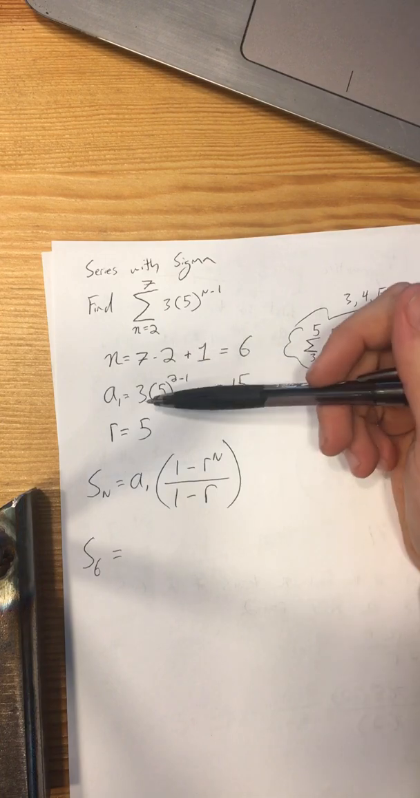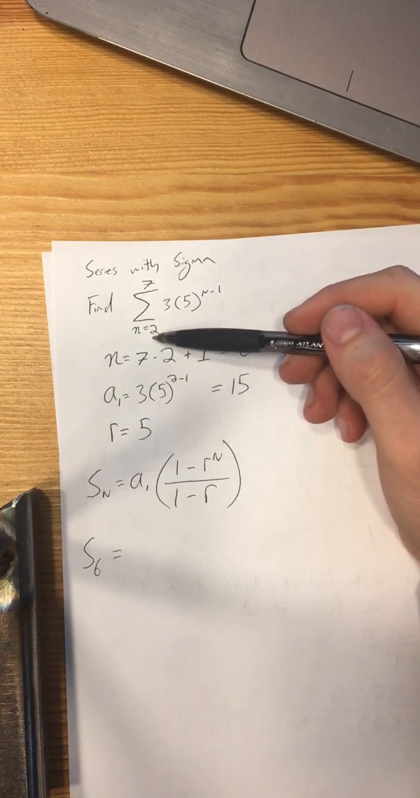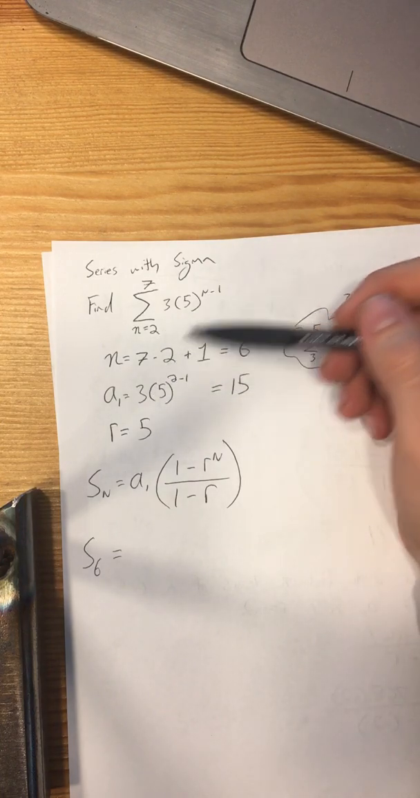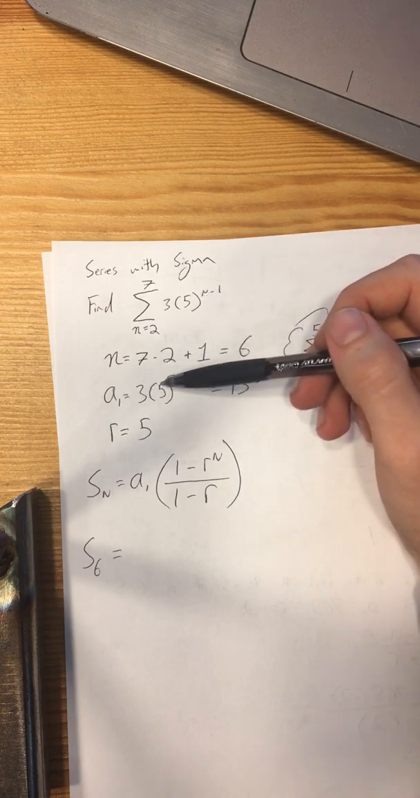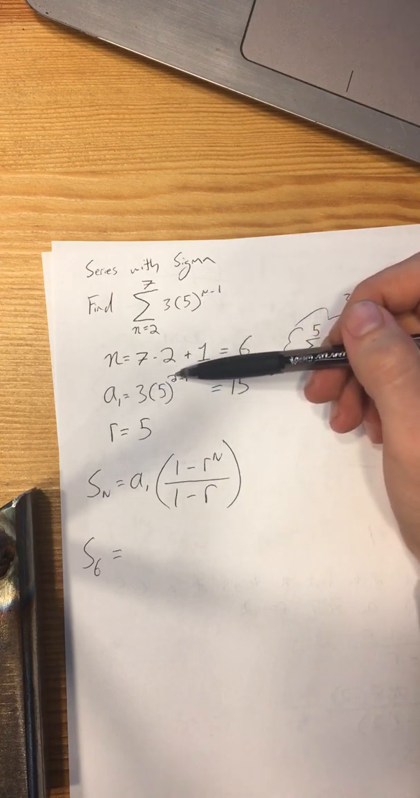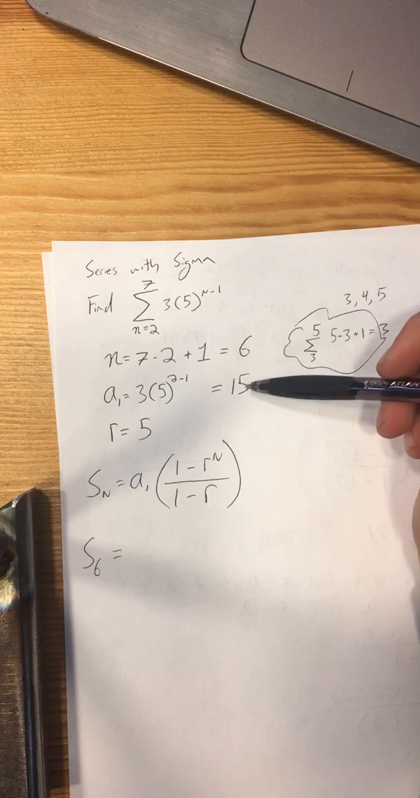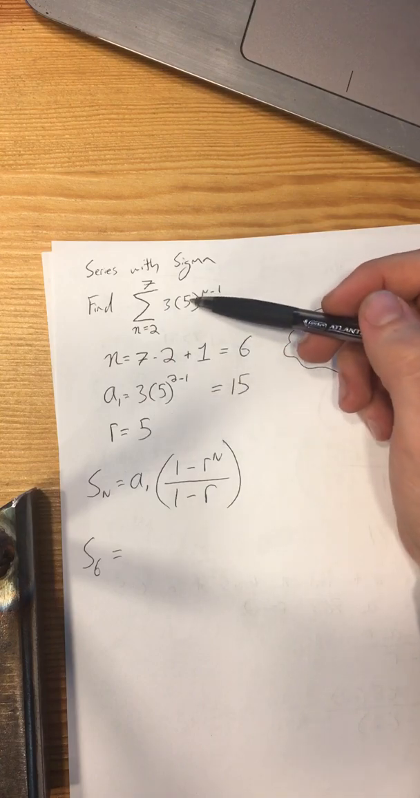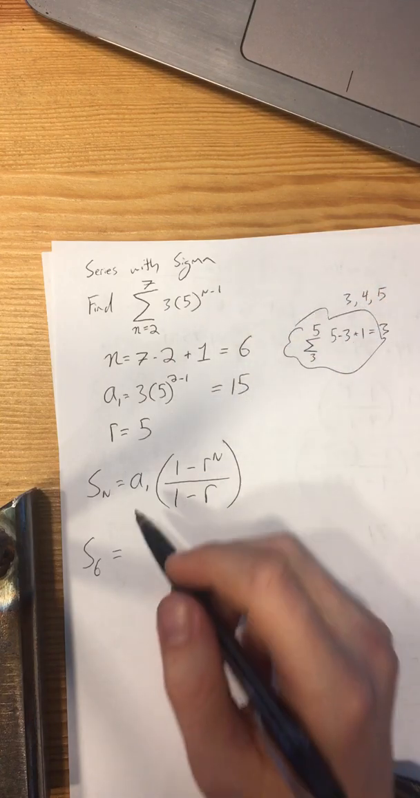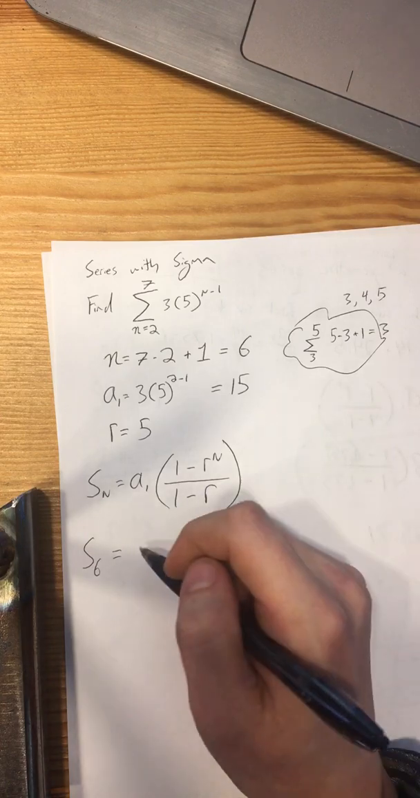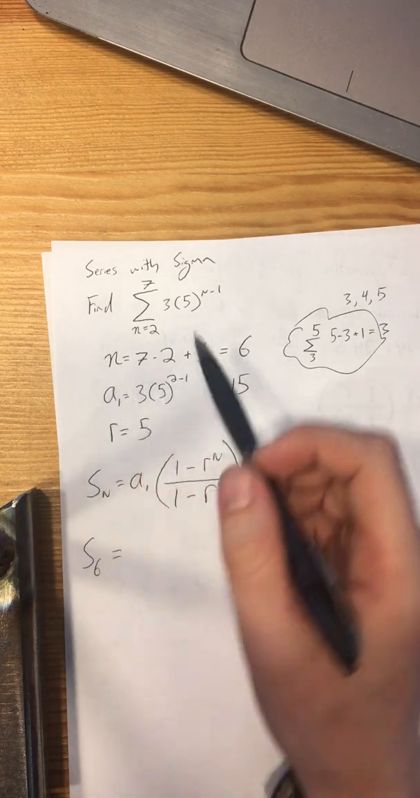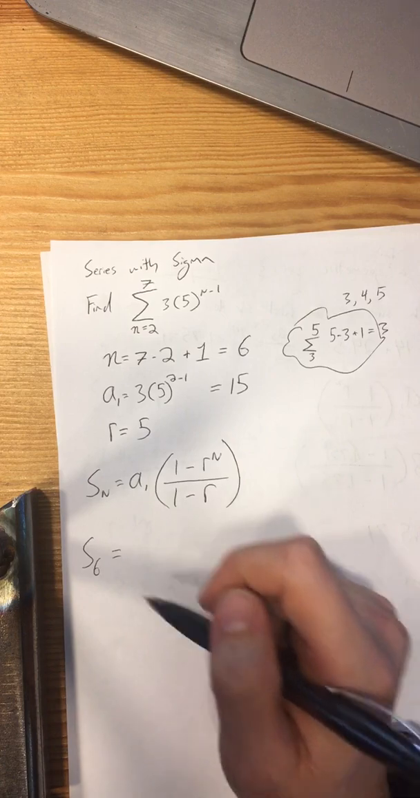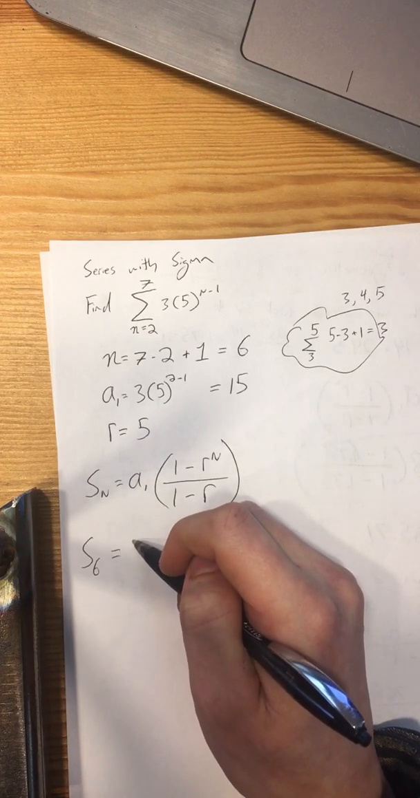Okay, the first term, when I count n as 2, I just plug in. I plug 2 in here. So 3 times 5 to the 2 minus 1 power is 15. And then my common ratio is listed right here. That's 5. Then I just plug that into the second formula. My first term, when I count n is equal to 2, is 15.